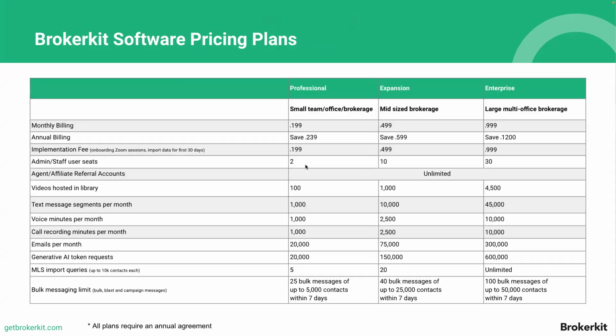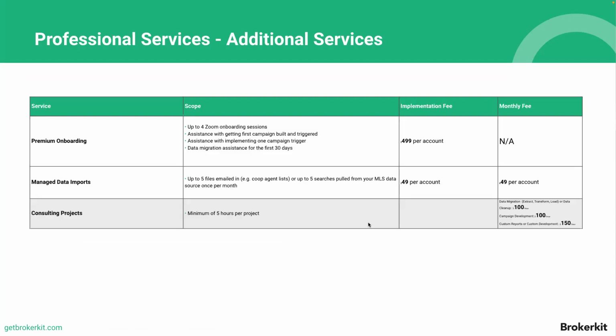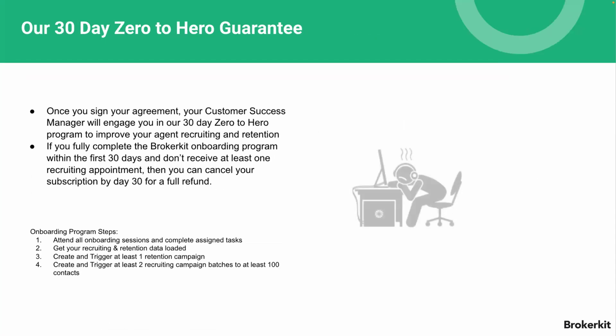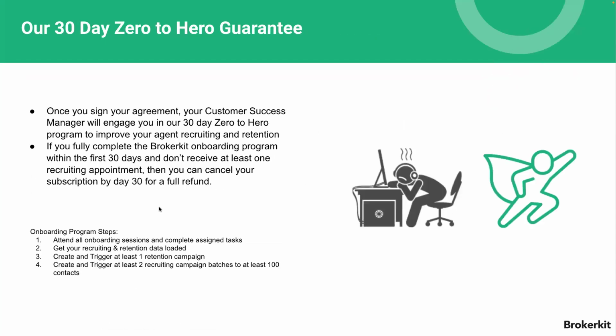That comes with 2 seats. Additional seats would be $74 a month. So $373, or $273 if you want to have 3 users. Communication amounts are listed here, and these are based on what most brokerages are using. However, if you go over, it's a nominal cost to add additional communication. And then also we have a 30-day money back guarantee. So it is conditional. You have to show, I'm sorry, go ahead.